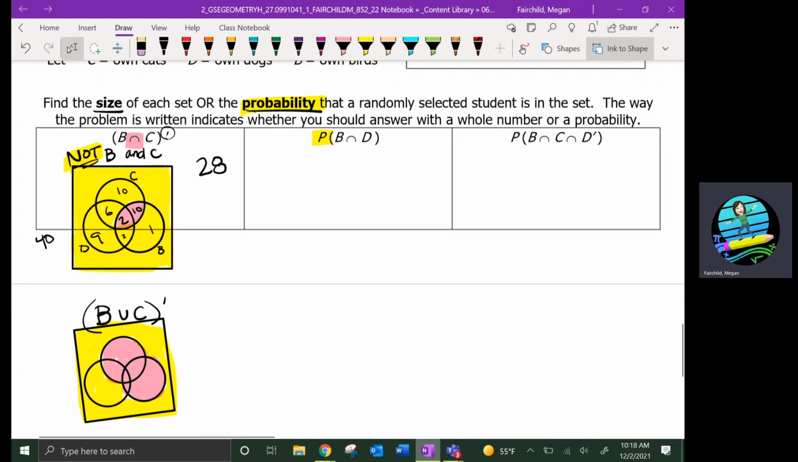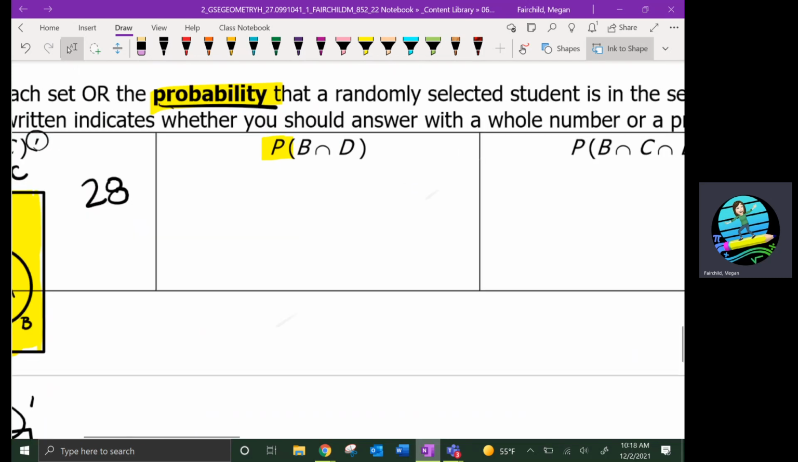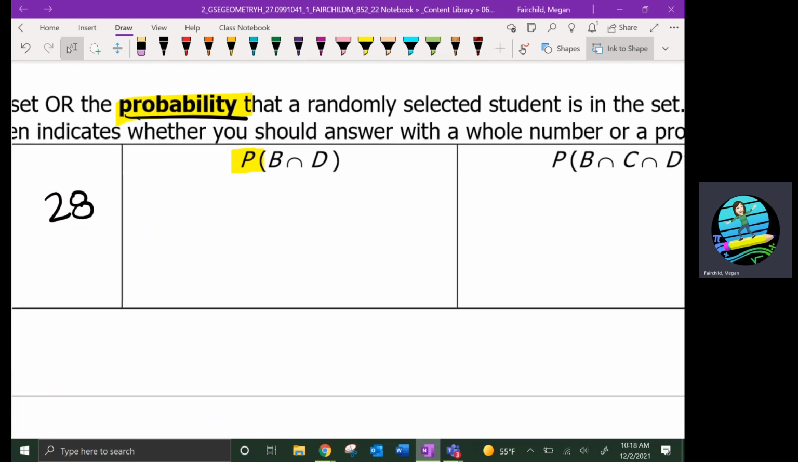All right, let's try another one. This one says probability of B and D. So B and D. So just because it says probability, don't let it freak you out. All that means is you're going to put it over 40 when you get the answer, okay?